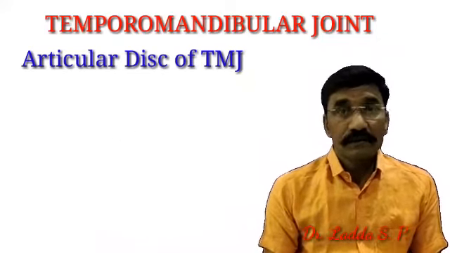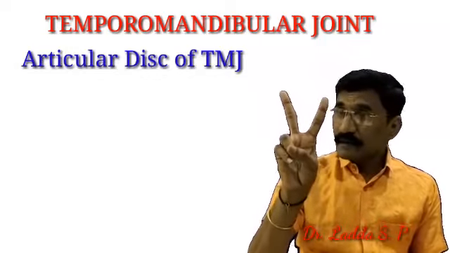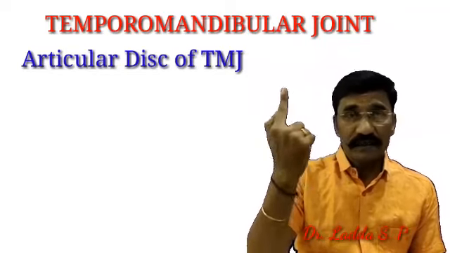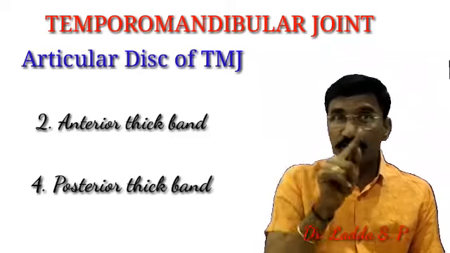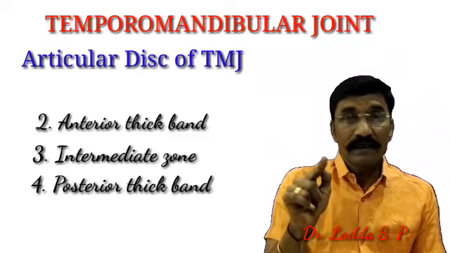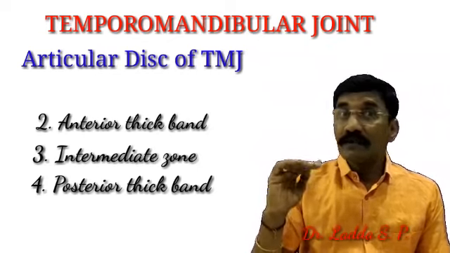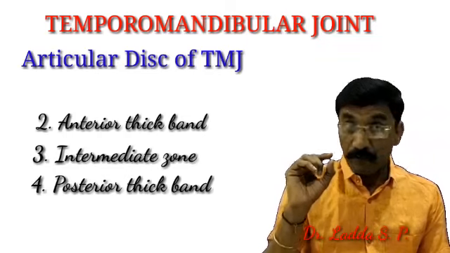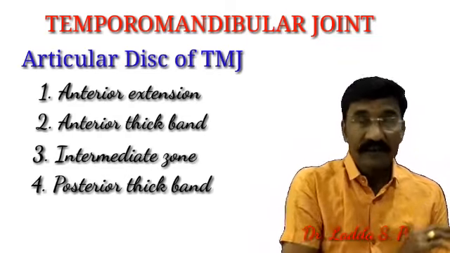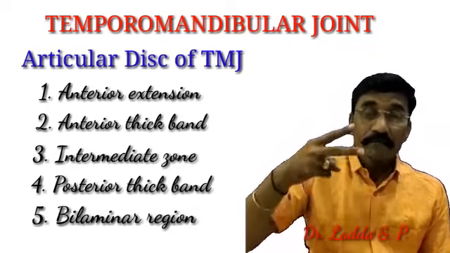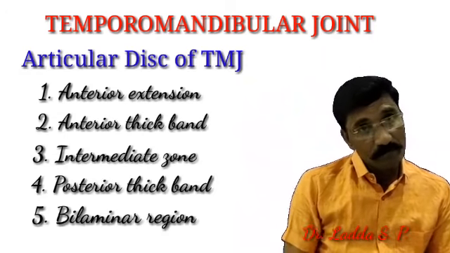This disc is divided into five parts. Take two thick bands, one anterior and one posterior. Now put something in between these two thick bands: the intermediate zone. Go in front of the anterior thick band and write anterior extension. And behind the posterior thick band, you can find the bilaminar region. So these are the parts of the disc.